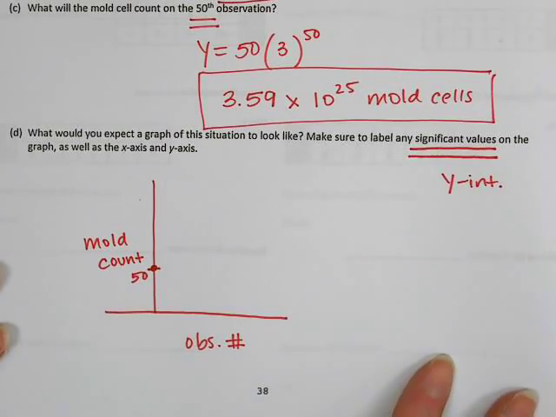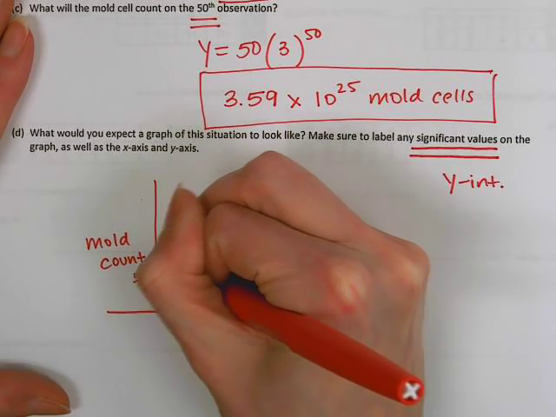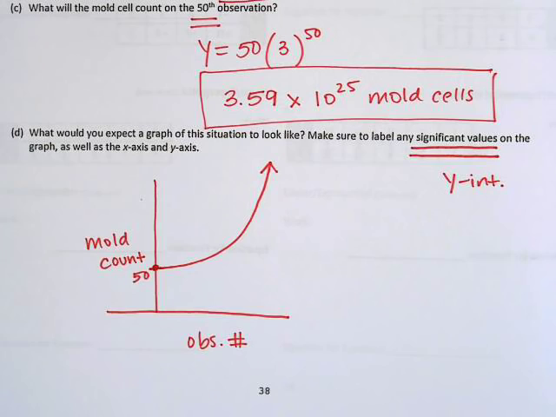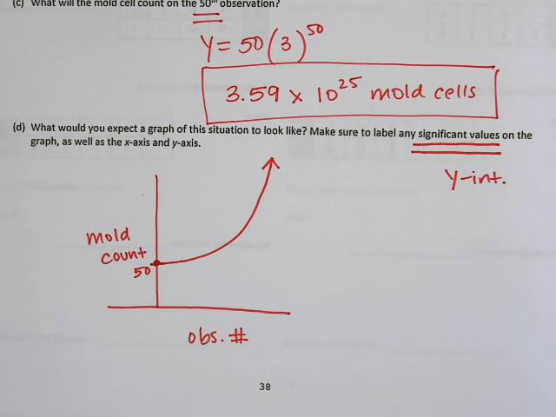And then I just want, what does the general shape look like? So it's an exponential growth. So all I want is for you to show that it's a curve going up. Okay, so we need labels, y-intercept, and quick sketch. All right, let's try one more.